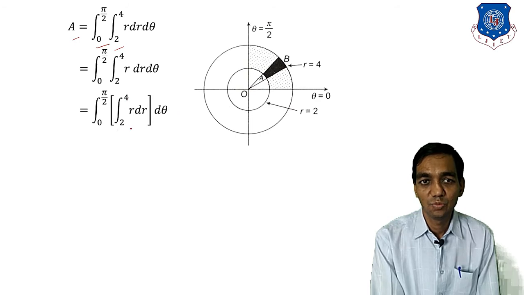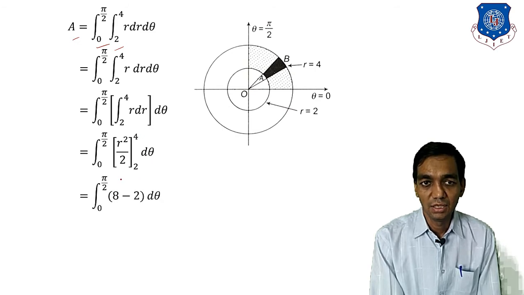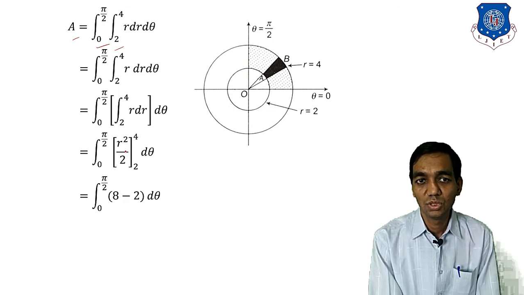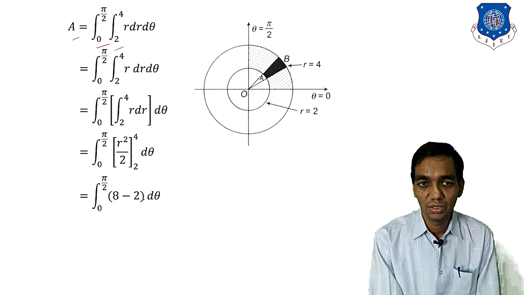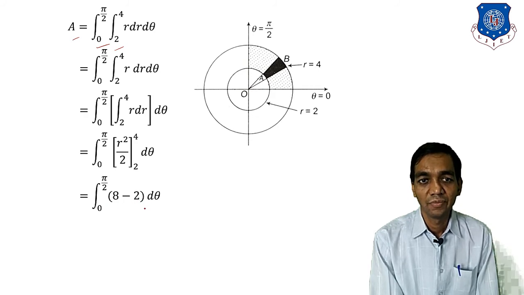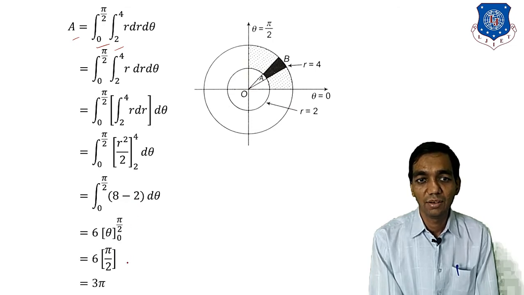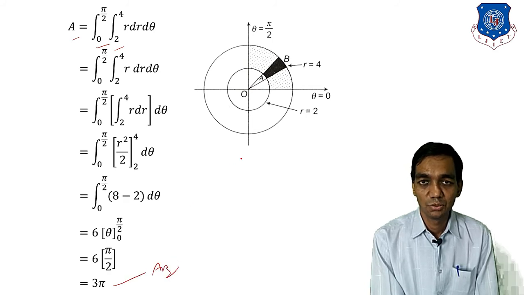First integration is with respect to r, so integration is going to be r square by 2, 2 to 4, d theta, and if you put the limit, then 4 square is 16 by 2, that will be 8, minus 2 square is 4 divided by 2, that will be 2. So 8 minus 2 d theta, but 8 minus 2 is 6 and the integration of d theta is theta. So if you substitute the limit, then you will have the answer 3 pi. So this is the area between these two curves.